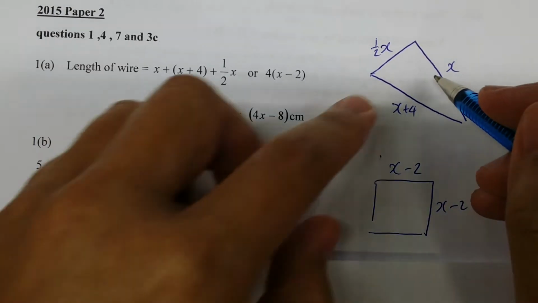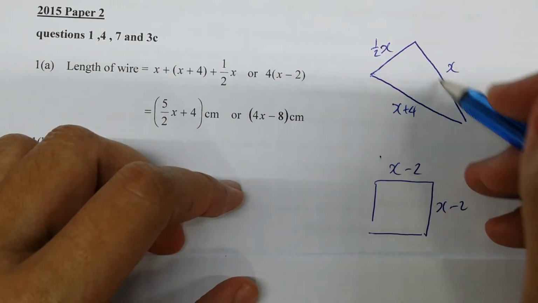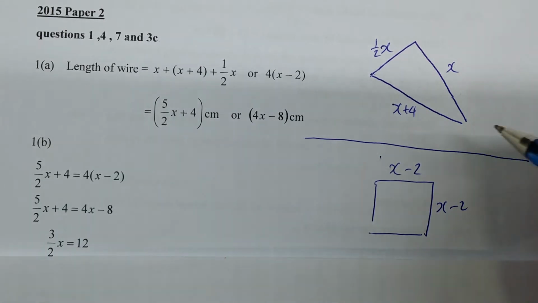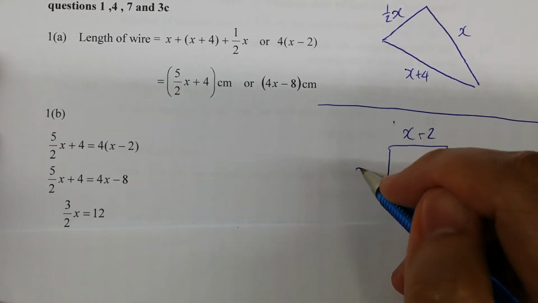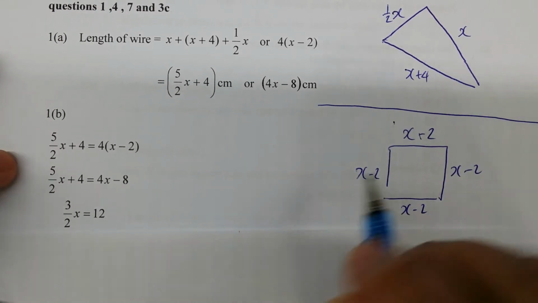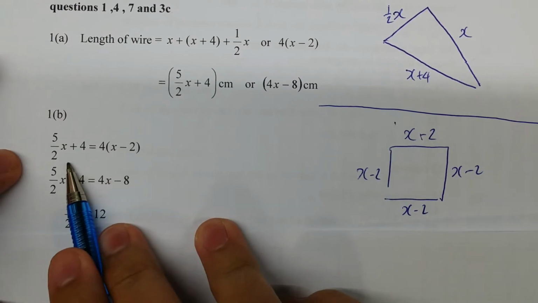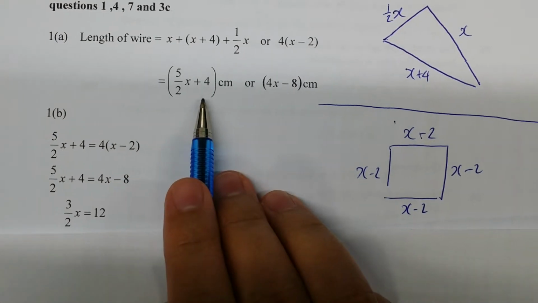That means this wire I open up, this triangle I open up, you form one line, right? This line can bend to form this. That's why I have to equate 4 times of x minus 2. For part B, 4 times of x minus 2 equate with the triangle's perimeter.